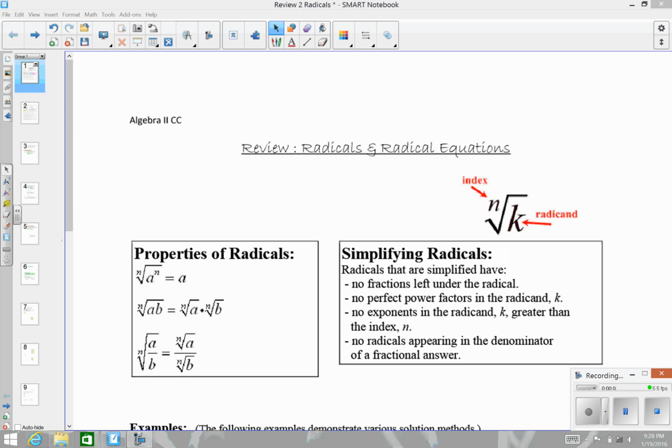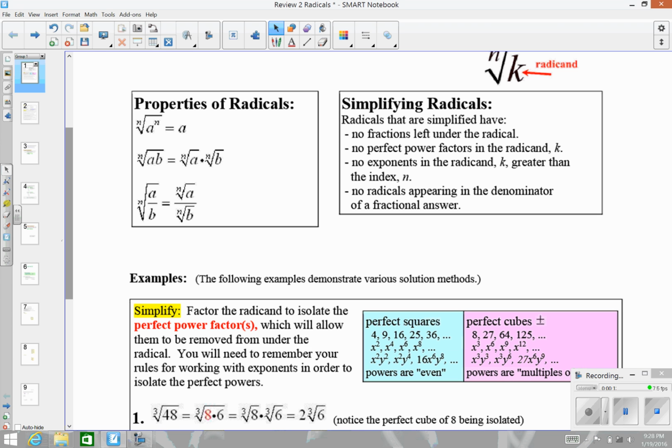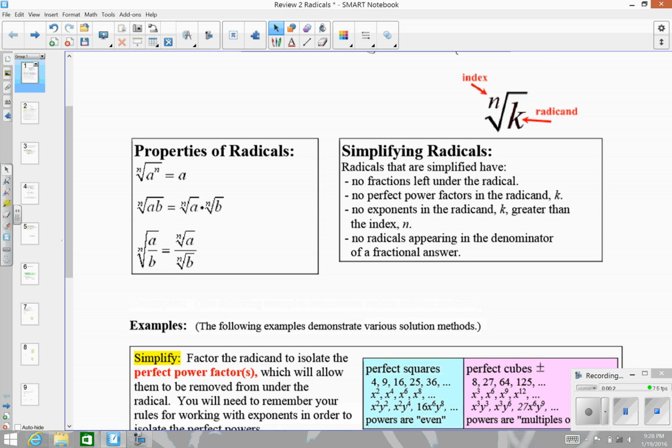Well, hello everybody. Right now we're going to review how to operate with radicals and how to solve radical equations. If you take a look at the notes that you have here, there are some properties of radicals we want to make sure we talk about. If you have a radical, I'm going to scroll this up for a second, some terms here. This thing here called the index, and whatever's underneath the radical sign is your radicand.